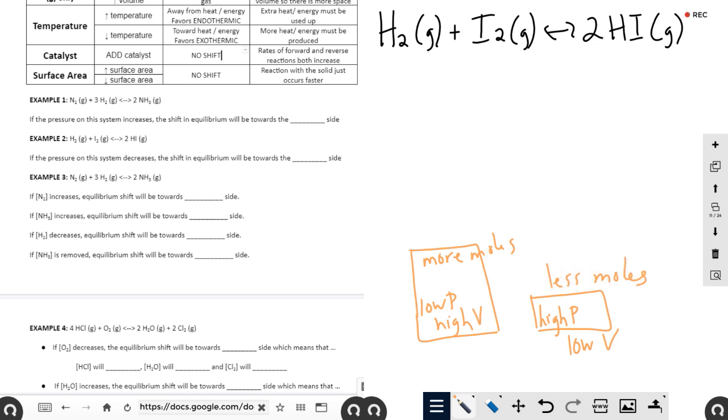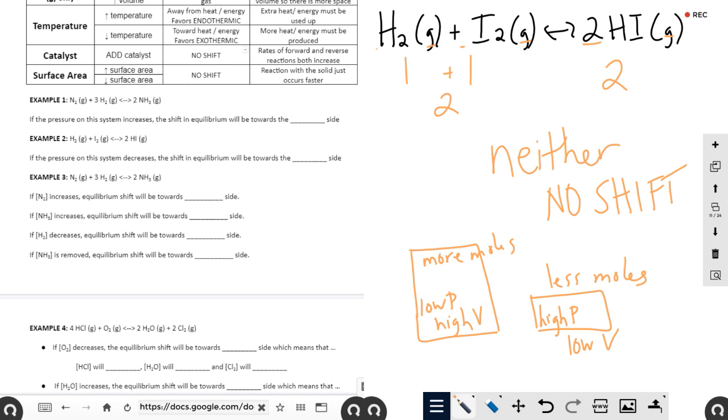All right, so let's look at our equation. Gas, yes. Coefficient, no, so it's a 1. Gas, yes. Coefficient, no, so it's a 1. That's 2 moles of particles on the reactant side. Product side, it's a 2. Yes, it is a gas. All right, well, they're equal, so it'll shift toward neither side. No shift. There's not a side that has more moles or less moles, okay?